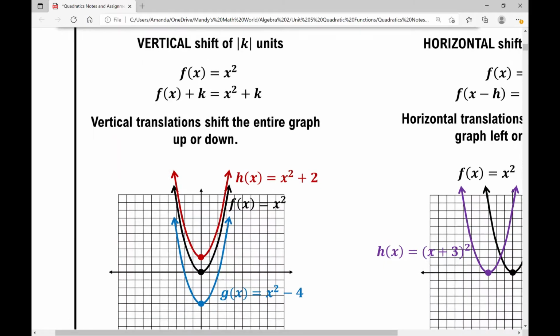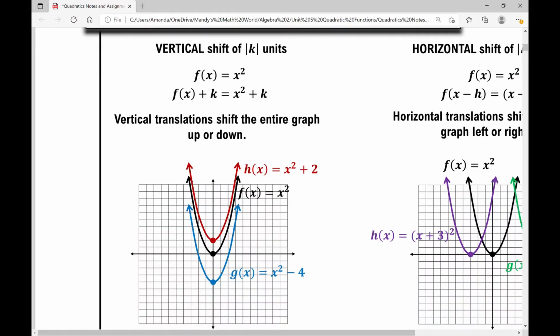So let's look at your parent quadratic function, which is in black here. And then we've got another quadratic function that's been transformed. So we're calling it a different name. Instead of f of x, we're calling it h of x because it's a different function. And it's been transformed. h of x is x squared plus 2. So look at what happened to that vertex. It moved up 2 units, and then every point also moved up 2 units.